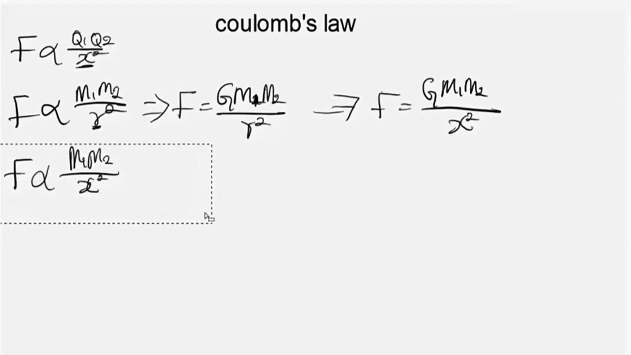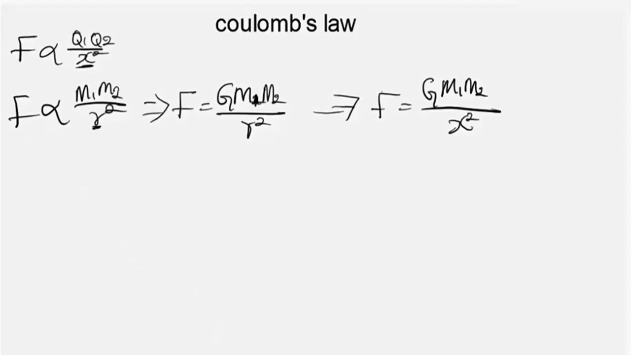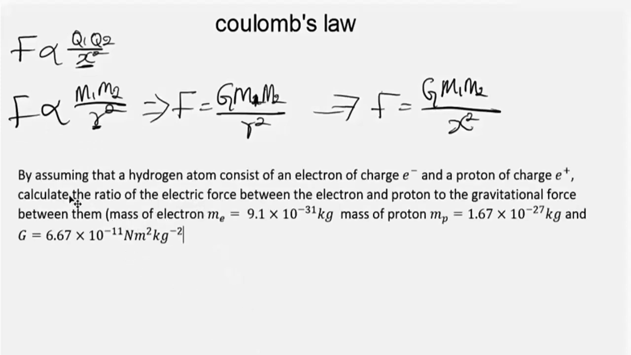So I'll go ahead and wipe this off. So let's take an exercise. Assume a hydrogen atom consists of an electron of charge negative e and a proton of charge positive e. Calculate the ratio of the electric force between the electron and proton to the gravitational force between them.